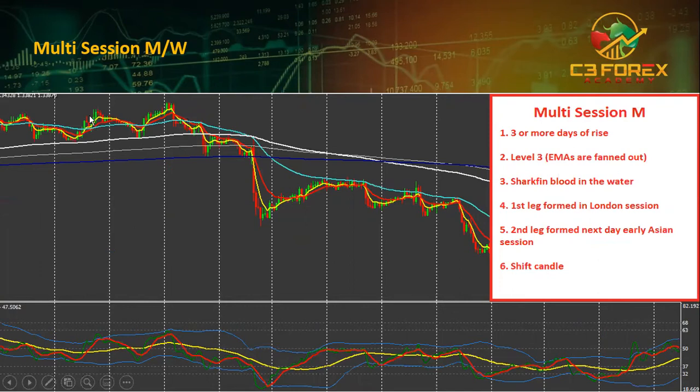Another multi-session M. EMAs is fanning apart. Price has been rising. You got shark fin, blood in the water. Price came down, closed below the 13 EMA, came back up, closed above the 13 EMA, retest the previous day high. That's the high set of the first leg, and then drop.